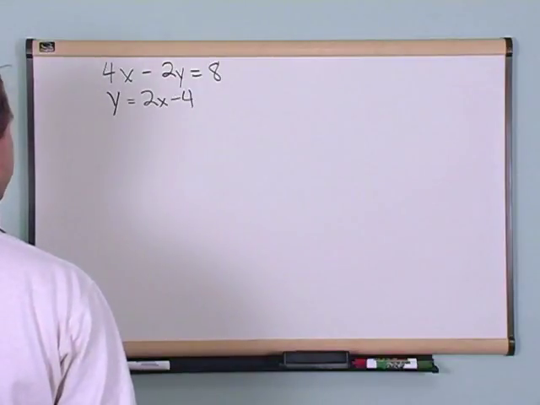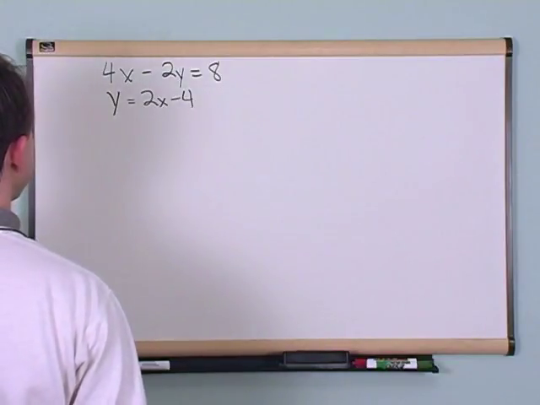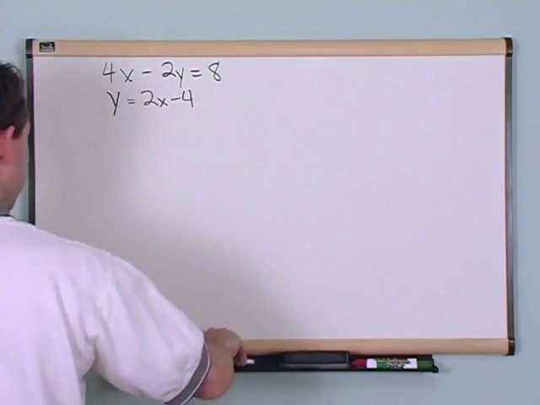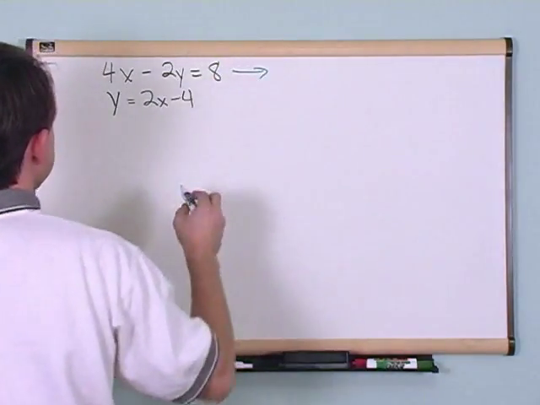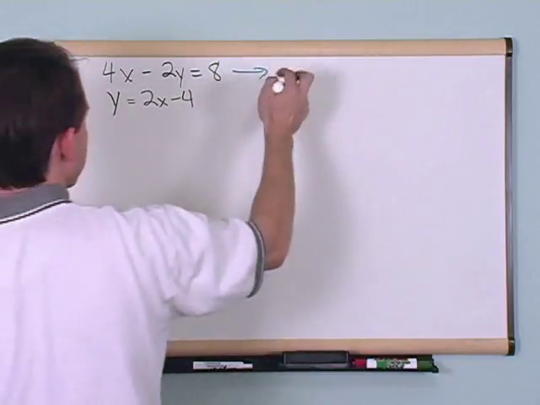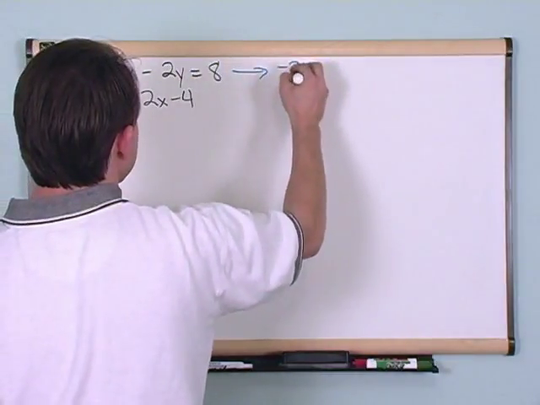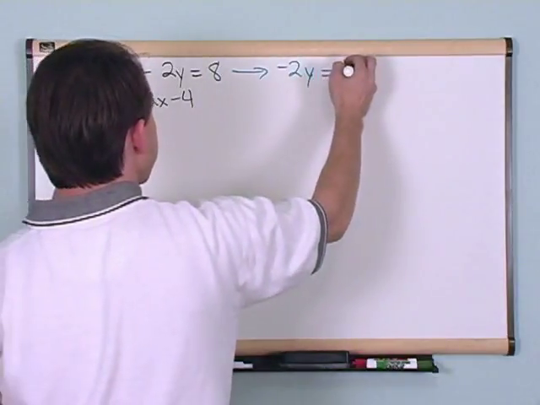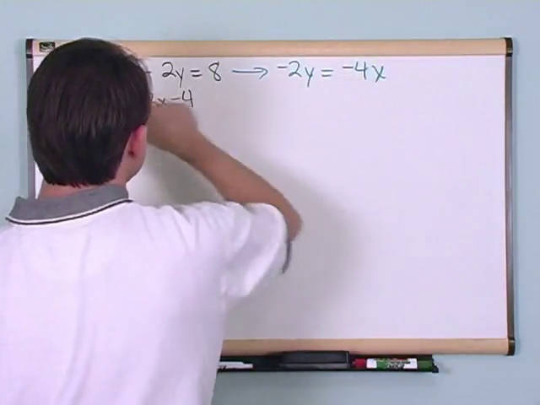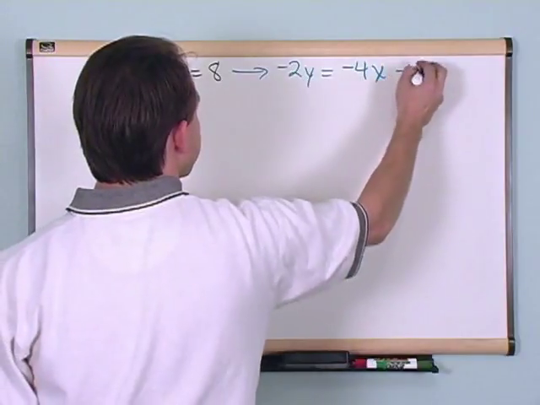And I want to go ahead and plot these two things. Okay. Well, what I'm going to do is rearrange this equation. I'm going to solve for y here. Negative 2y equals, I'm going to move my 4x over, so I'm going to have a negative 4x since I'm subtracting it from both sides, plus 8.